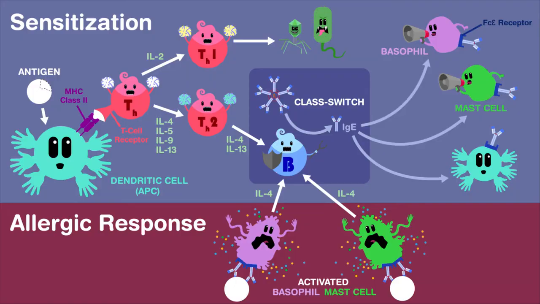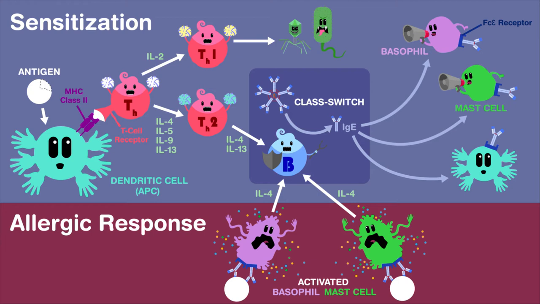The differentiation of T cells into a Th2 phenotype, as opposed to a different phenotype, depends on the cytokines it's exposed to before and during antigen presentation by dendritic cells, as well as the antigen itself, its dose, and the route of presentation. Cytokines favoring the development of Th2 cells include IL-4, IL-5, IL-9, and IL-13. IL-4 or IL-13 are also the first signal that causes class switching of B cells to IgE production.